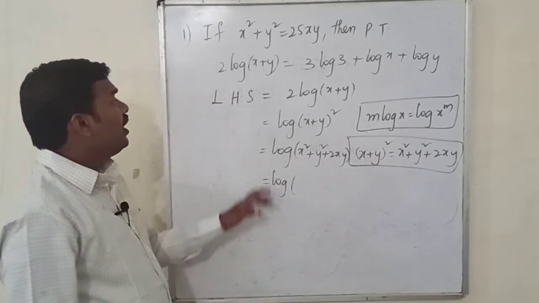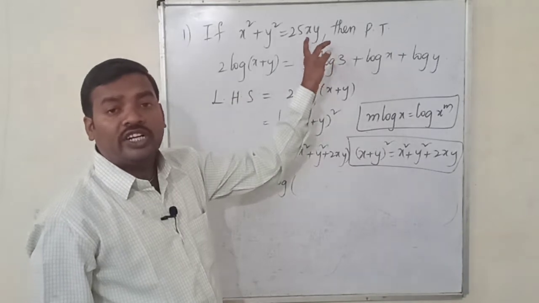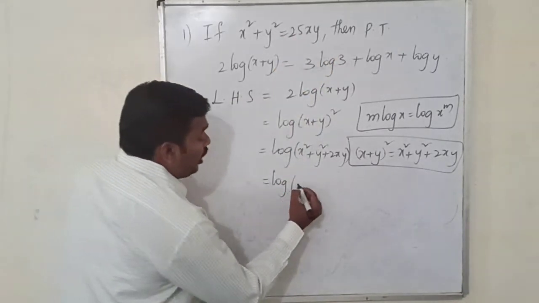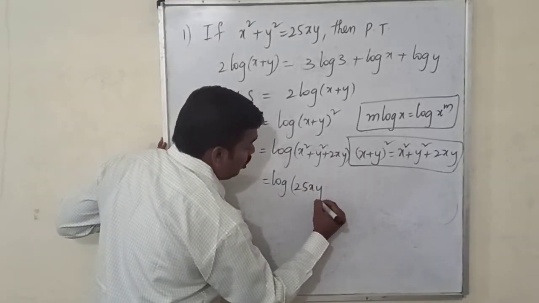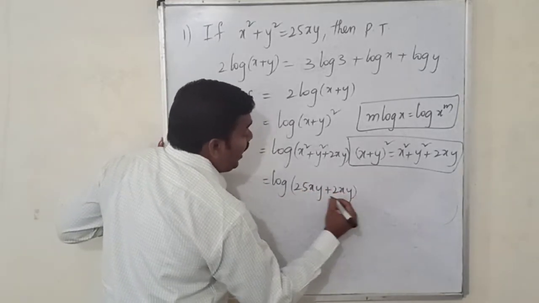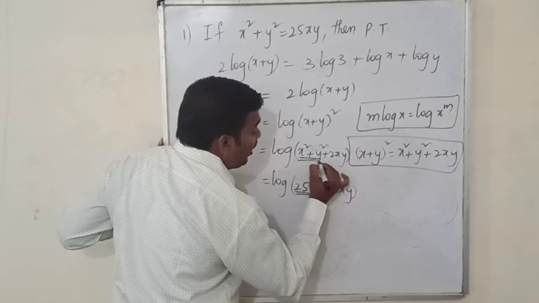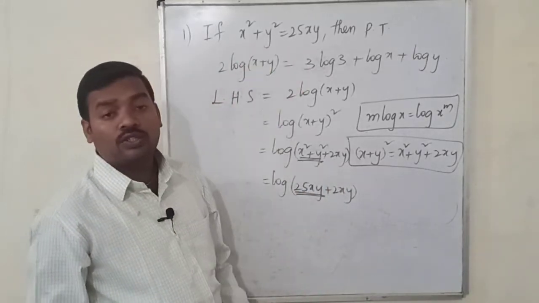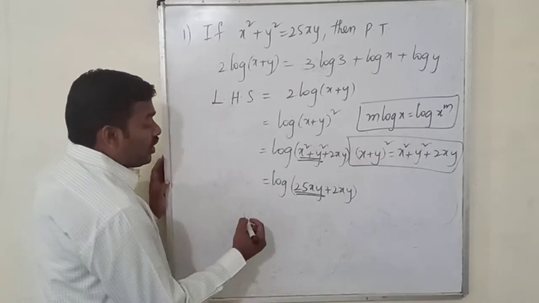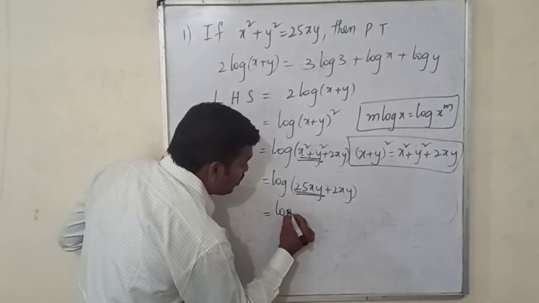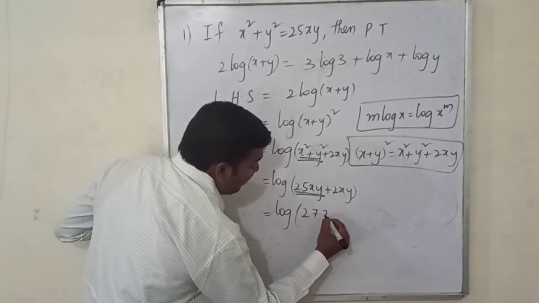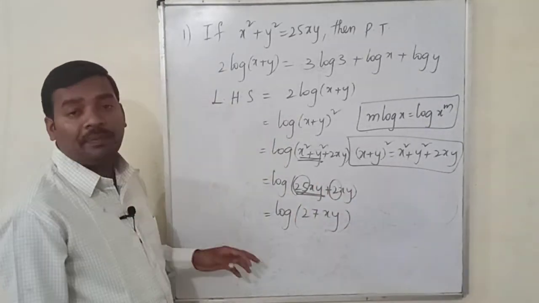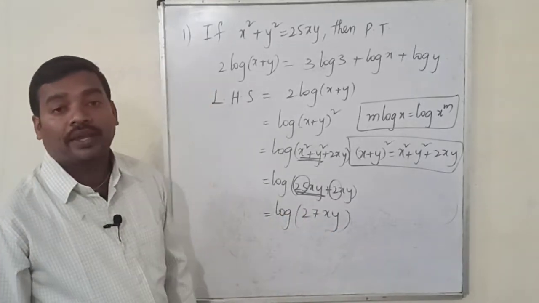And we are given x square plus y square is 25xy. Substitute that 25xy here. That will be 25xy plus 2xy. We have taken 25xy in place of x square plus y square because it is given as x square plus y square is equal to 25xy. Now what is 25xy plus 2xy? That will be 27xy. We are adding the coefficients of xy, that will be 25 plus 2, that is 27xy.